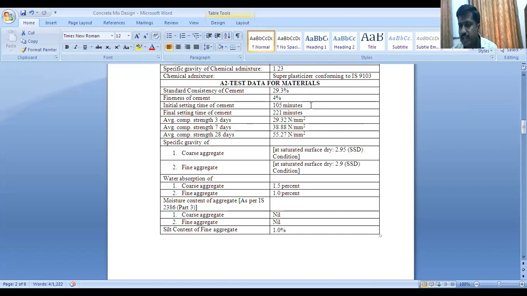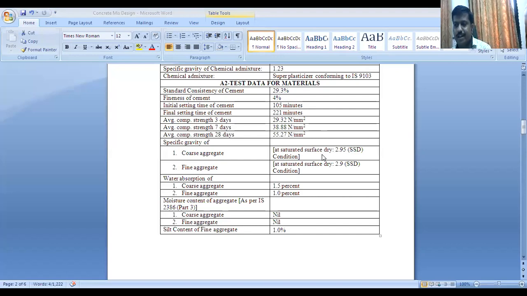What is the limit for the initial setting time? It should not be more than or less than what? Initial setting time should not be more than or less than 30. And what is 30? Hours, days, weeks, months? Five and 7 mm, that is the answer, but minimum 30 minutes. Yes, minimum 30 minutes.